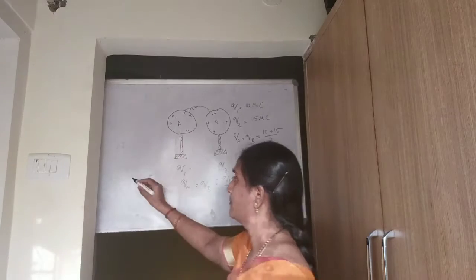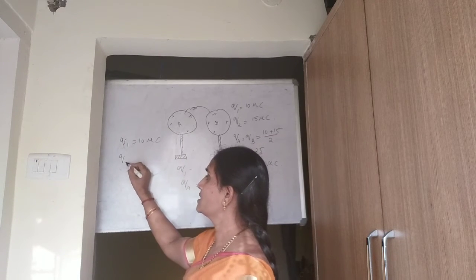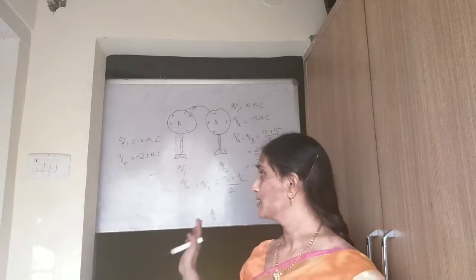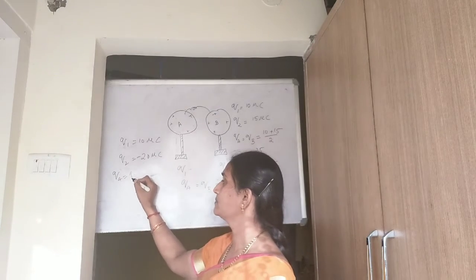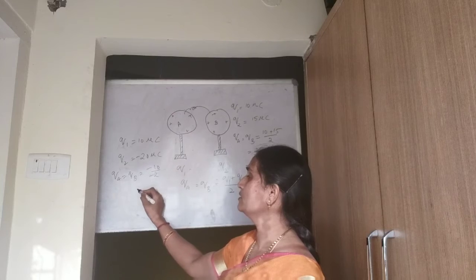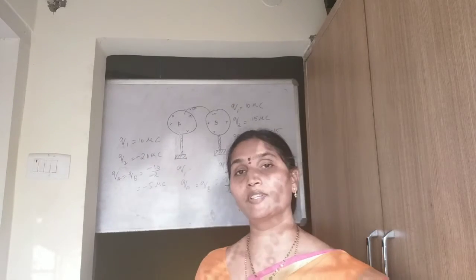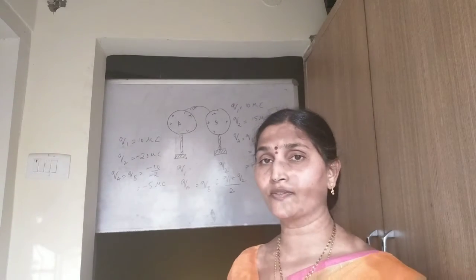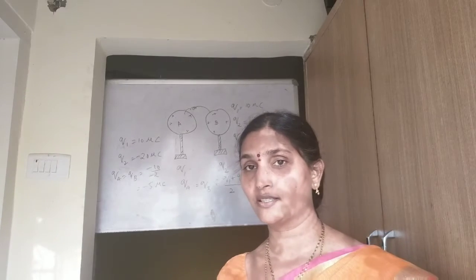Okay, one more example. Say Q1 is 10 microcoulomb, Q2 is minus 20 microcoulomb, of the same size. Connect them. What will be the charge on both of them? QA and QB become (10 minus 20) divided by 2, that is minus 10 by 2, which is minus 5 microcoulomb. So both the objects will have the same type of charge, both negative or both positive, if it is charging by the process of conduction.